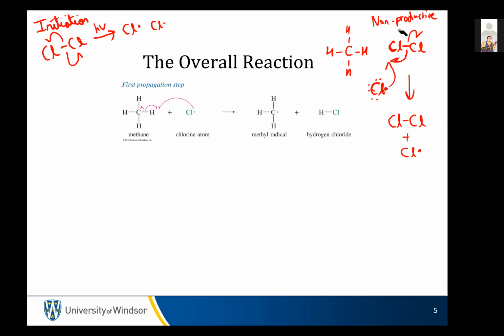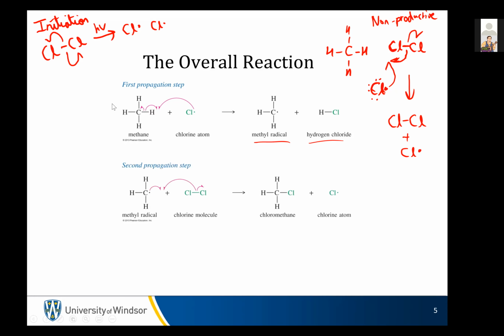The productive reaction is the very rare time that the chlorine accidentally takes a hydrogen. The carbon-hydrogen bonds are pretty strong. There's no particular reason why it's going to do that, but occasionally it does it by accident. And what happens there is you generate a methyl radical and hydrogen chloride. Then if I click, something should happen. Oh, I'm on the wrong screen.